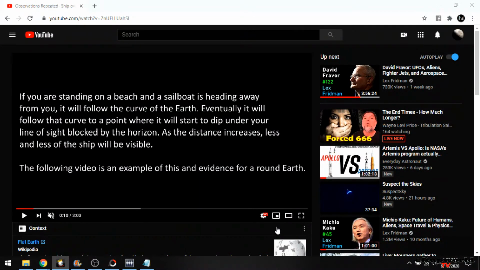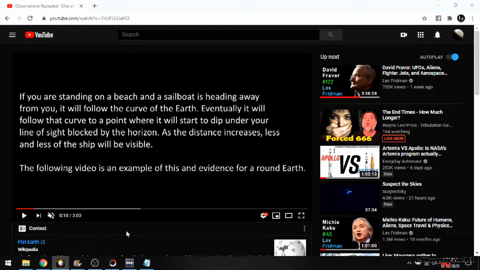Okay, this is my desktop. I have it paused at the beginning, and I'll just read what it says. If you are standing on a beach and a sailboat is heading away from you, it will follow the curve of the earth. Eventually, it will follow that curve to a point where it will start to dip under your line of sight, blocked by the horizon. As the distance increases, less and less of the ship will be visible. The following video is an example of this and evidence for a round Earth.